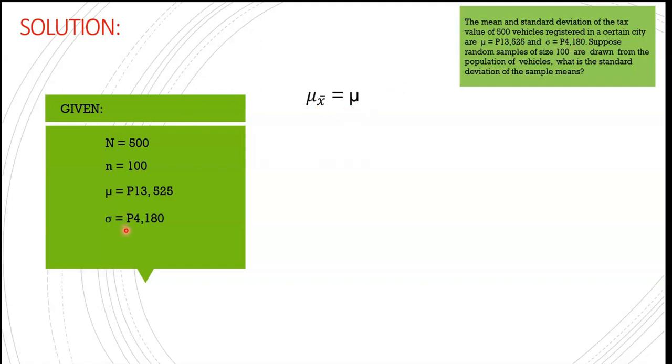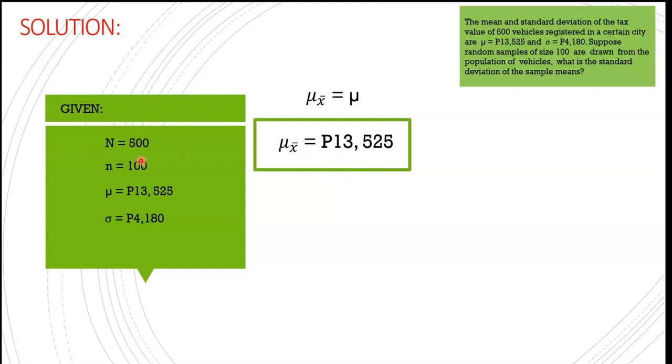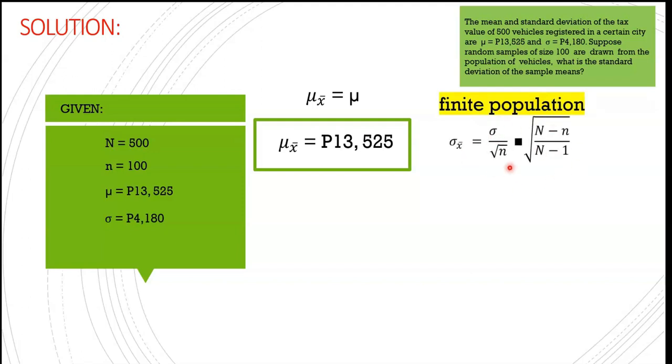Now, since the mean of the sample means is equal to the population mean, our mean of the sampling distribution is equal to 13,525. And we are asked to find the standard deviation. So remember that we have the value of the population size, so we are dealing with a finite population. The formula for finding the standard deviation of the sample means for a finite population is given here. Now we just need to substitute the right values in our formula, and make sure that you are not confused with substituting the values. And then next, let's simplify.